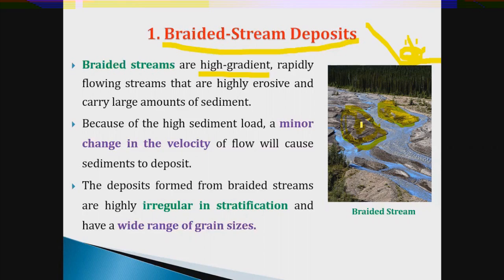So that's why these are known as braided stream deposits. The characteristics of those braided stream deposits are that they are very irregular in stratification. Their strata is very irregular and they have a wide range of grain sizes. Now let me explain these two things with the help of this diagram.